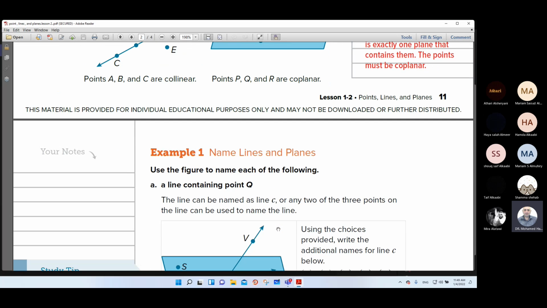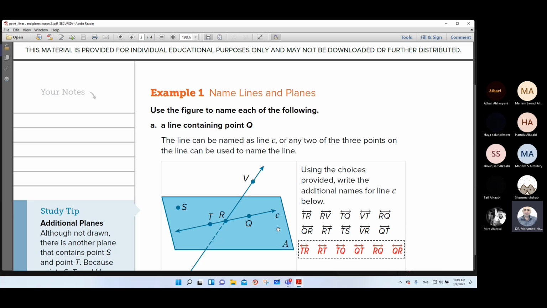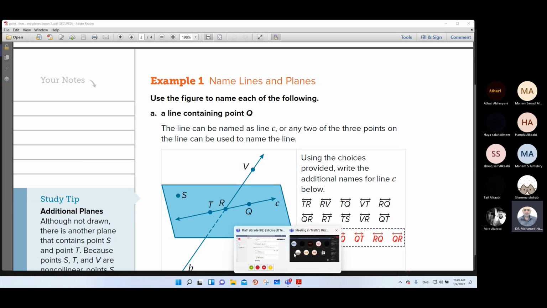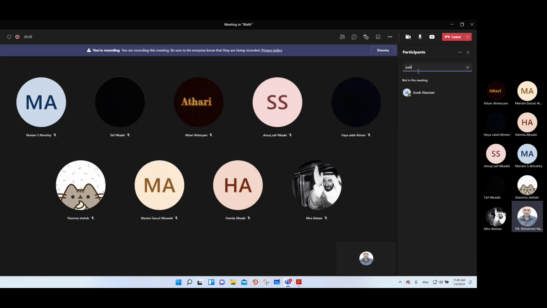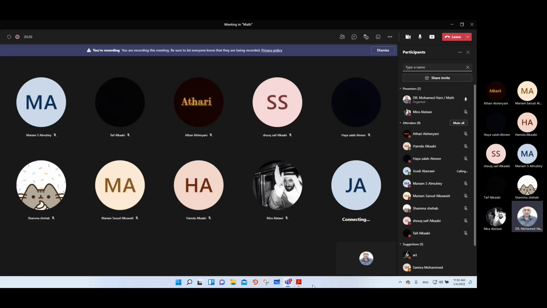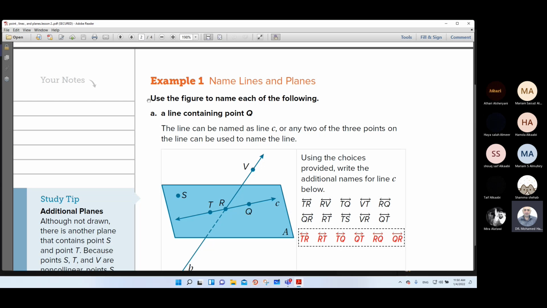For example, use a figure to name each of the following. Number A, a line containing a point.